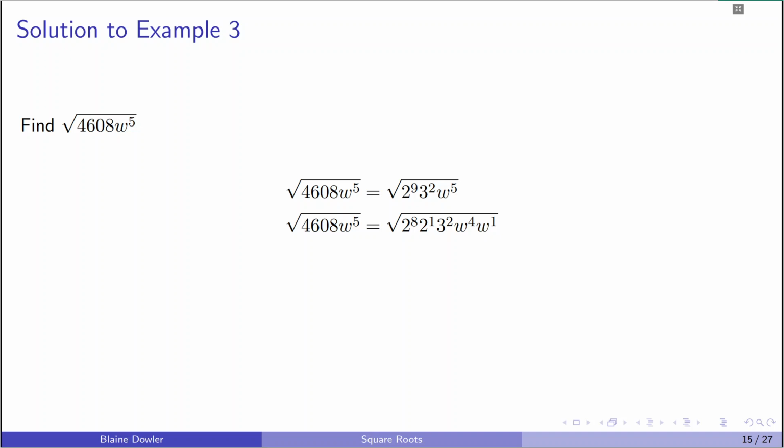So now our 2 to the 9 is 2 to the 8, 2 to the 1. 3 squared, the 2 is even, that's good. W to the 5th is now w to the 4th, w1. We pull our even exponent numbers out, divide those exponents by 2, and leave our odd exponents behind. And now we multiply 2 to the 4 and 3 and simplify. So 48 w squared times the square root of 2w.